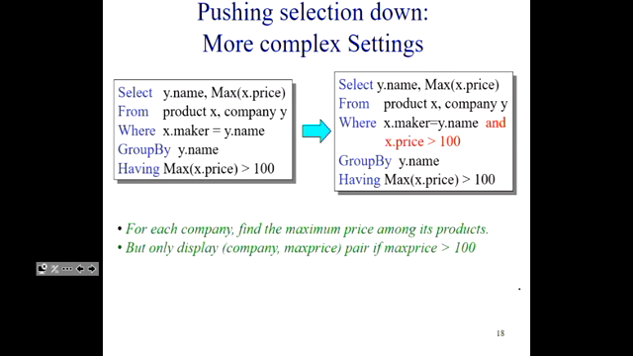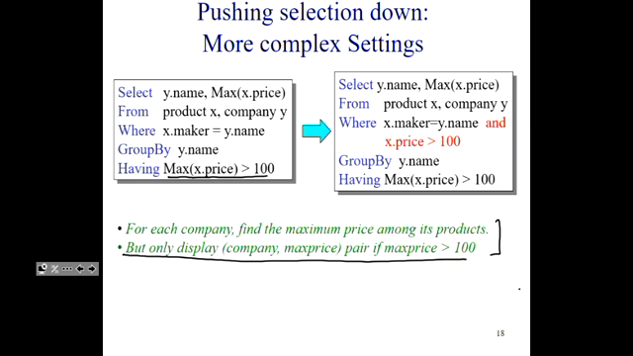So let's think about slightly more complex settings involving, in this case, group by and having clauses. So let's say I have this having clause which is max of X price is greater than 100, and in this case the query is for each company I want to find the maximum price among its products, but only display these prices if the maximum price is greater than 100. So I want to find all of those companies that sell at least somewhat pricey items.